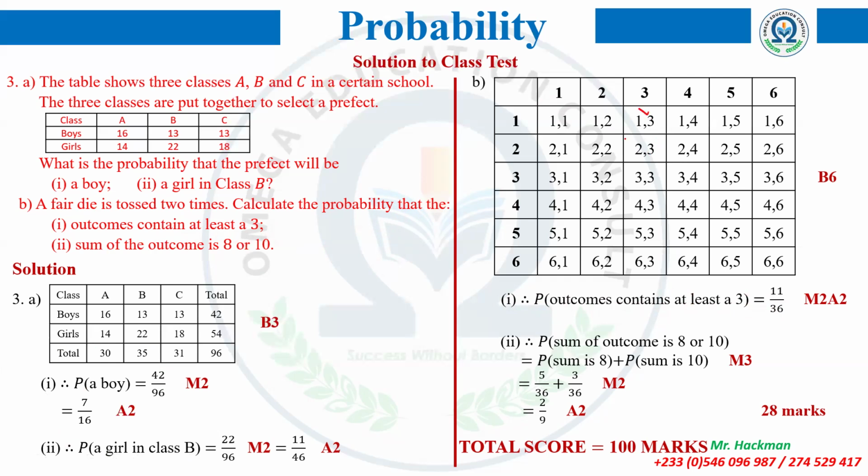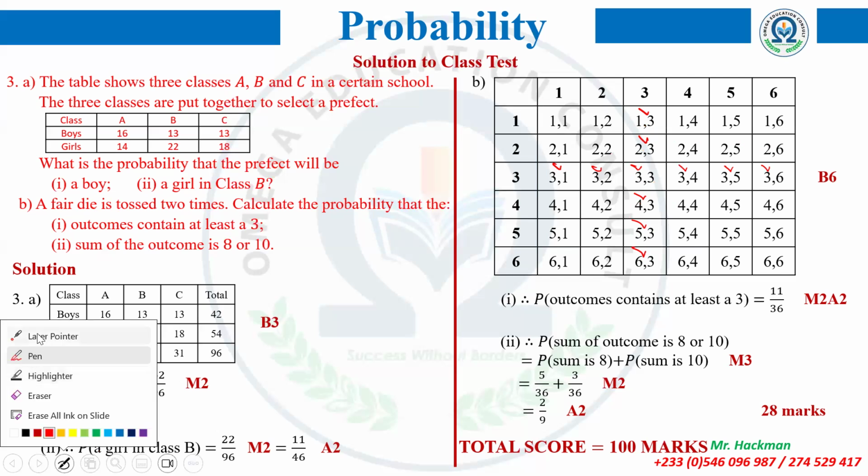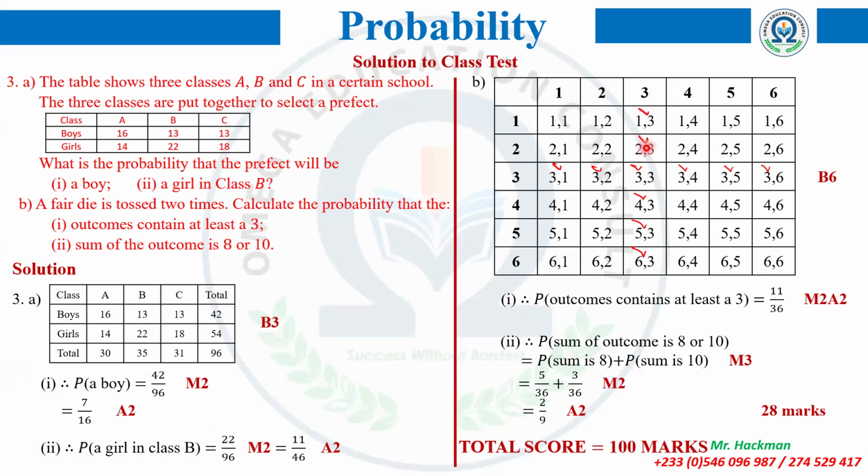If you come here, the ones that contain a 3 are a success. This whole row is a success, this is a success, this is a success, this is a success. For this row, you have only this to be a success. The next row, this to be a success. Next row. So let me count well so that you follow. 1, 2, 3, 4, 5, 6, 7, 8, 9, 10, 11.